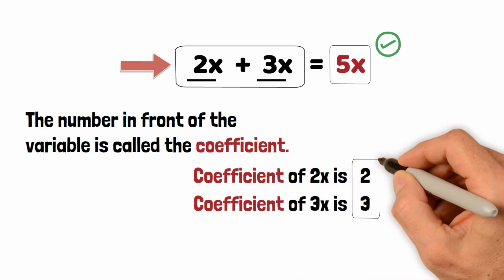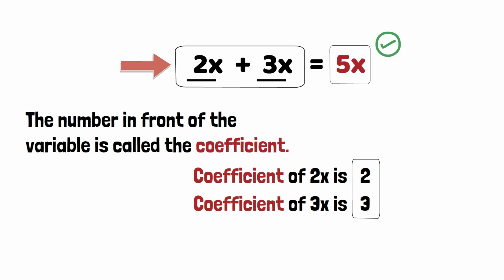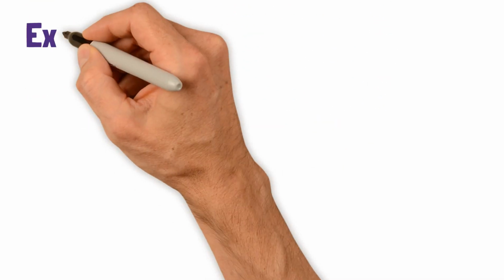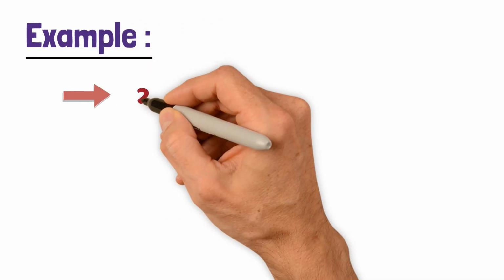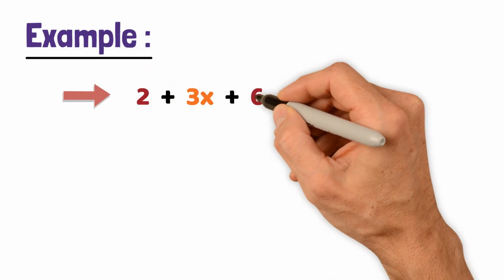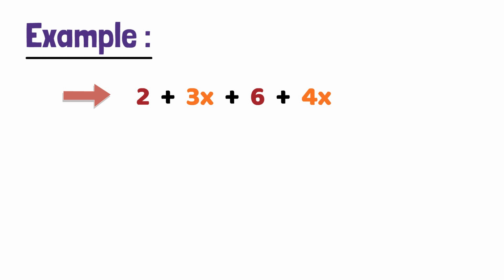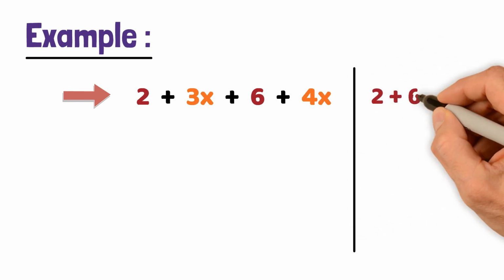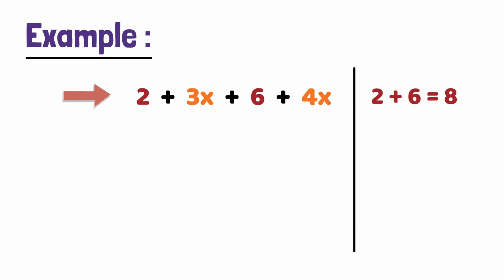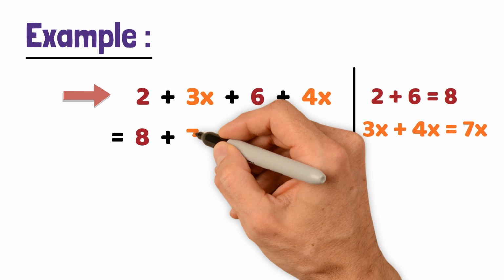One way of simplifying algebraic expressions is by combining like terms. Let's illustrate that in an example. Let's simplify 2 plus 3x plus 6 plus 4x. We can combine 2 plus 6 to get 8, and we can combine 3x plus 4x to get 7x. So we're left with 8 plus 7x.